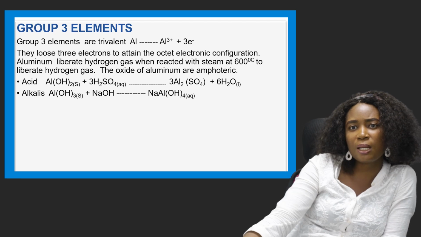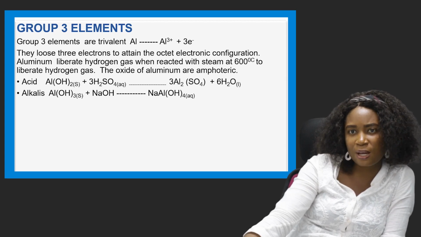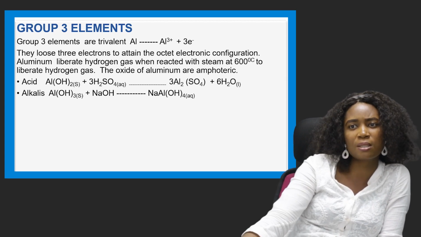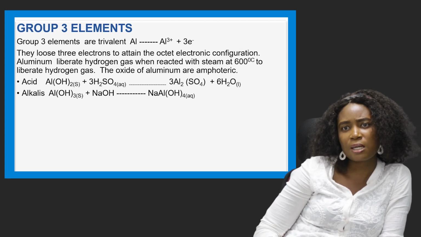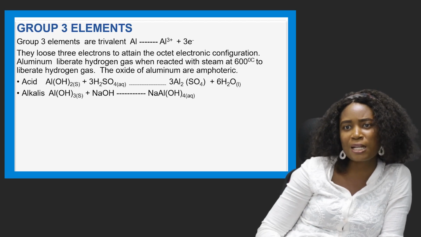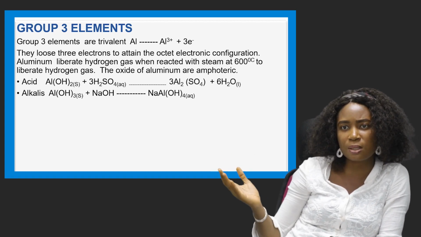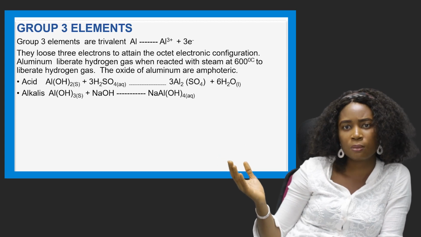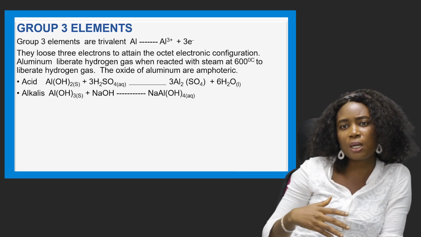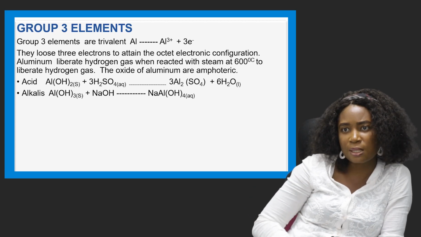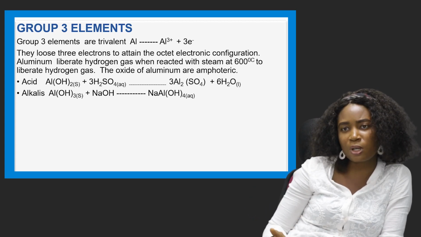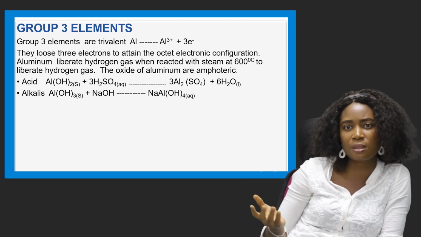Now let's talk about group 3. The group 3 elements are said to be trivalent. What do I mean by trivalent? Trivalent in the sense that it has 3 electrons in its outermost shell, and it easily donates these 3 electrons to form an electrovalent compound. And as a result, they attain the noble gas structure. They ionize and look like the noble gases.